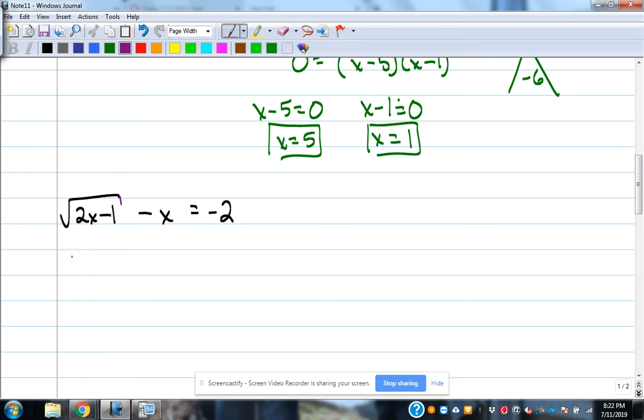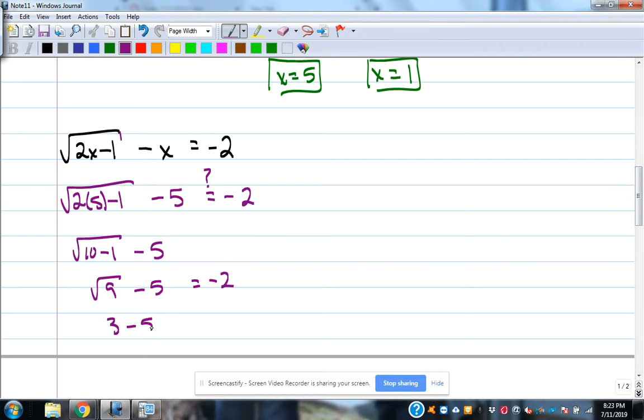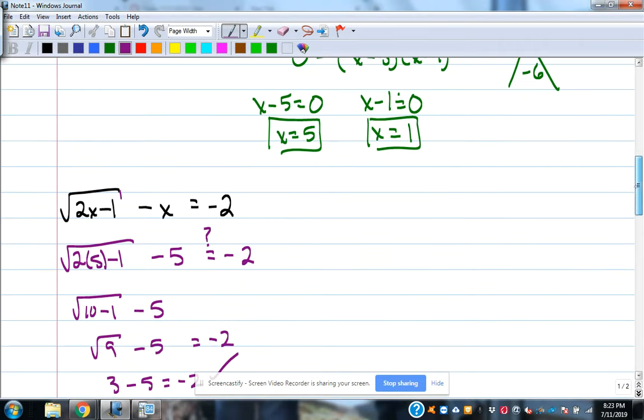If I plug in 5, it would be the square root of 2 times 5 minus 1, minus 5. And the question is, does that equal -2? We'll work that out. So that's going to be the square root of 10 minus 1. That would be square root of 9 minus 5. Square root of 9 is 3. 3 minus 5 is -2. That is correct.